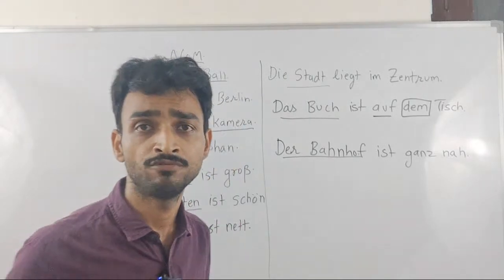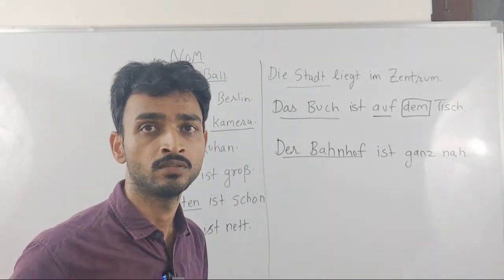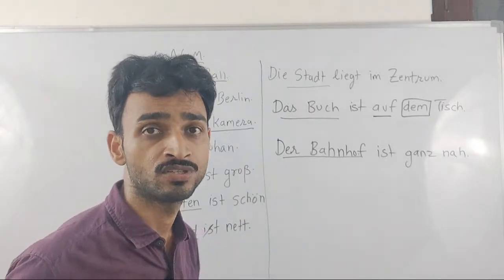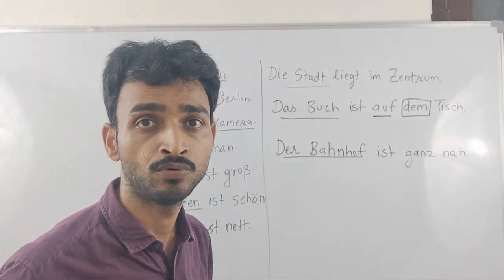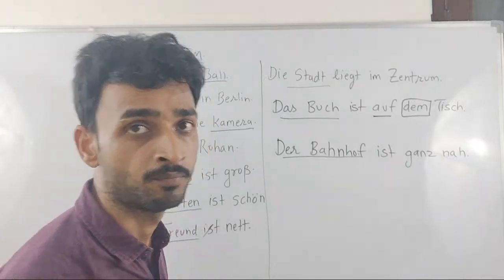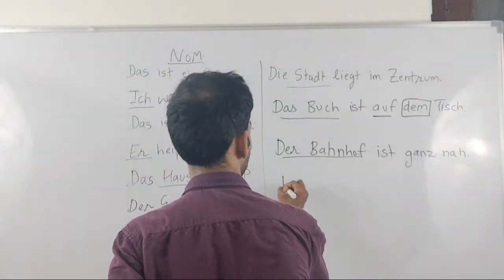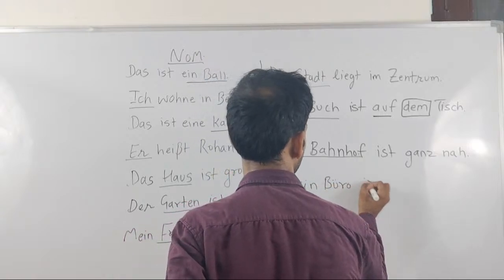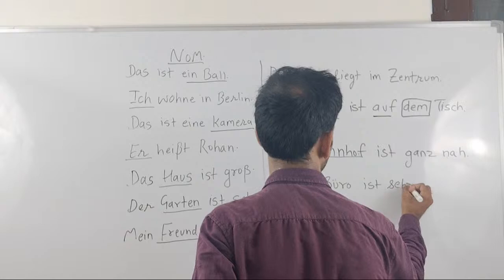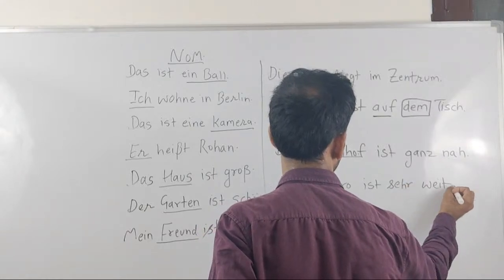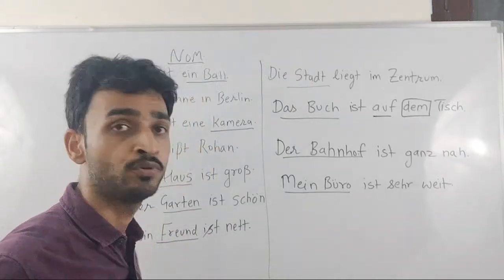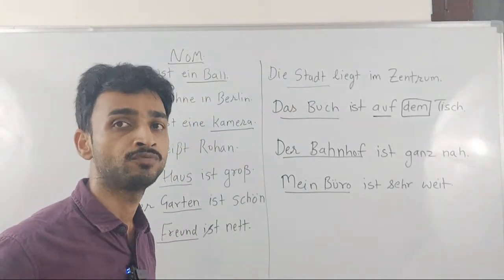My school is very far. My office is very far. This is also nominative. It's very far away. Mein Büro ist sehr weit. Mein Büro, my office. Mein Büro ist sehr weit. Means my office is very far. Again, I am talking about my office. Mein Büro ist sehr weit. My office is very far.